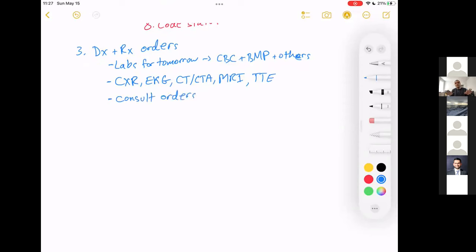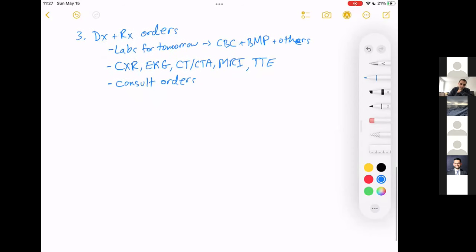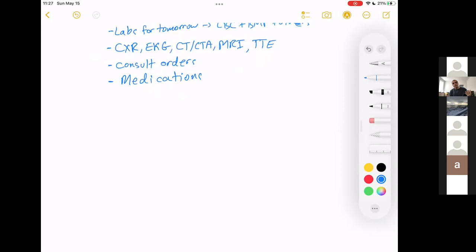And this might be different from hospital to hospital. My old hospital did not have consult orders. We used to just call them, khalas, we're done. But most of the hospitals you might be working at, they require you to place a consult order to officialize the consult, okay? And then finally, very important is you wanna place orders for medications. What kind of medications, what kind of therapies you want the patient to be on, okay?